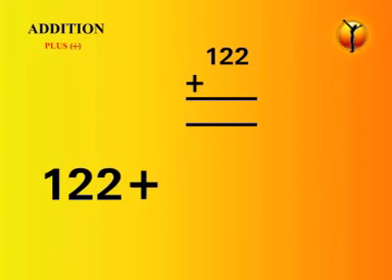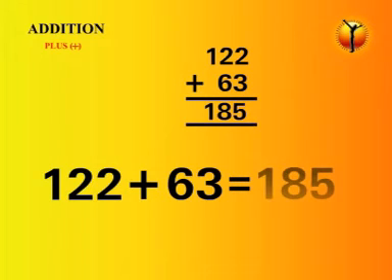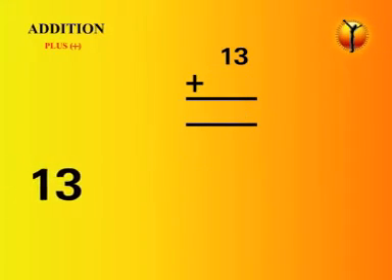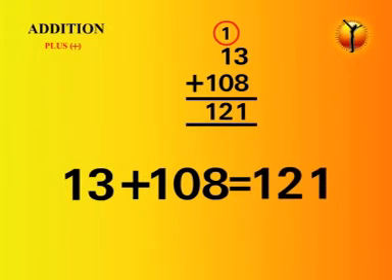122 plus 63 is equal to 185. 13 plus 108 is equal to 121.